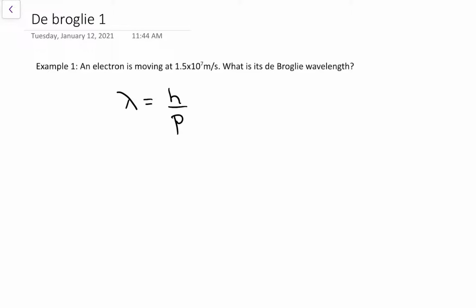If we know the momentum of something from its particle nature, we can figure out the wavelength that goes with it. Momentum is always mass times speed. So for this one, we know that we're shooting an electron at 1.5 times 10 to the 7 meters per second. We can figure out the associated de Broglie wavelength that goes with that electron. It's literally just a matter of plugging in our values.